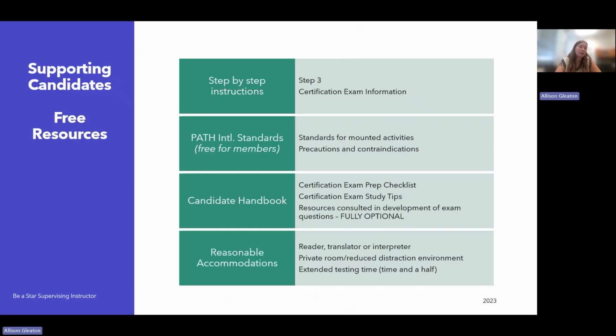There are questions on the exam that are related to precautions and contraindications. The candidate handbook is, of course, another big free resource, just like for the application. In there, we have the certification exam prep checklist, certification exam study tips, and the resources consulted in development of exam questions. So this is a long list of resources, and they are all fully optional. Purchasing all of these resources does not necessarily increase their chances of passing the exam. None of the exam questions are pulled verbatim from any resource, PATH International or otherwise. So all of the exam questions require application of knowledge, skills, and abilities.